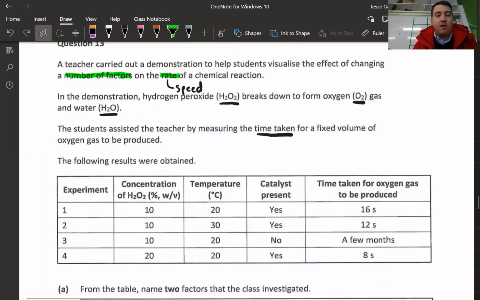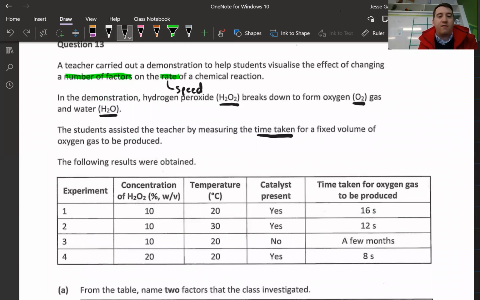So back to the table and let's have a look at the factors. So this is one factor, the concentration of this reactant, H2O2. Then we have temperature is changed, or we can change a catalyst. So these are the 3 factors that we're manipulating, and we're checking to see the impact on this pink arrow here. How does that impact the time taken for oxygen gas to be produced? Okay, so let's quickly have a look at the experiment.